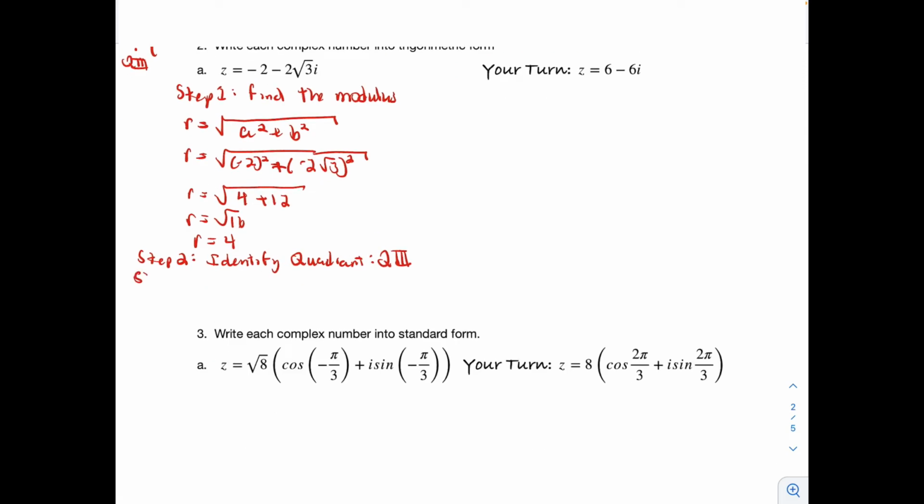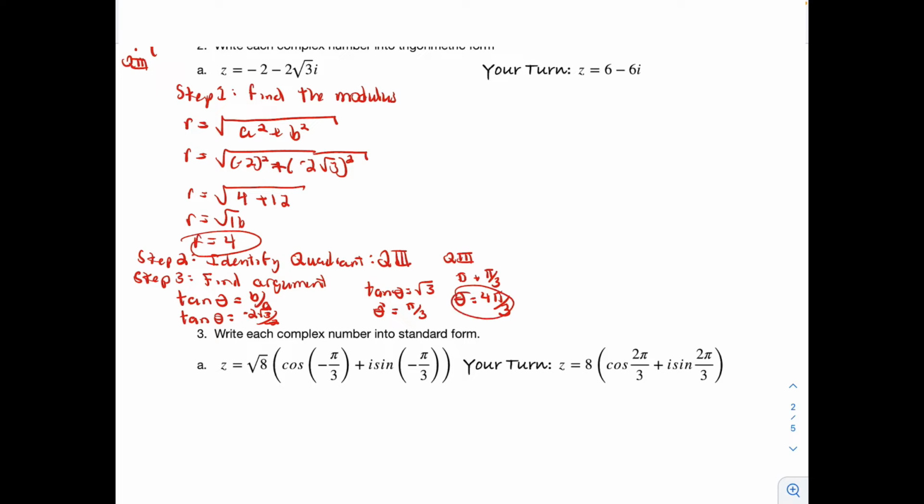So to find the argument, we're going to set up the equation that tangent of theta is equal to b over a. So tangent of theta will be negative 2 the square root of 3 over negative 2, which simplifies down to tangent of theta is equal to the square root of 3. So I need the angle whose tangent is square root of 3. I'm going to find the reference angle first because remember, arctangent only gives us angles in quadrants 1 and 4. And so to make it quadrant 3, I need to take pi plus that reference angle. And I figured out that my theta in this problem is 4 pi over 3.